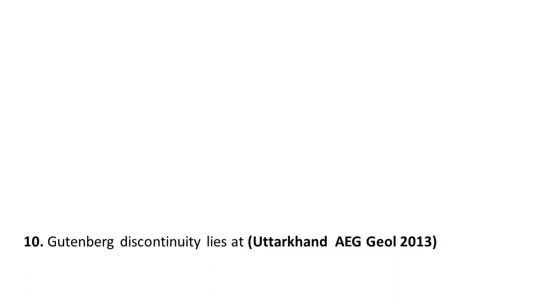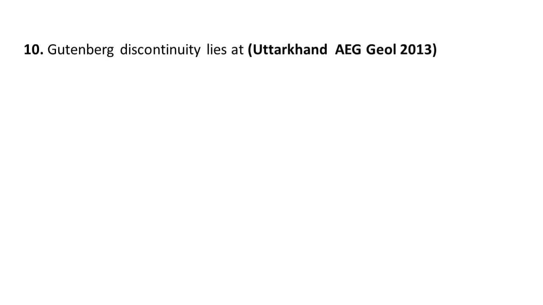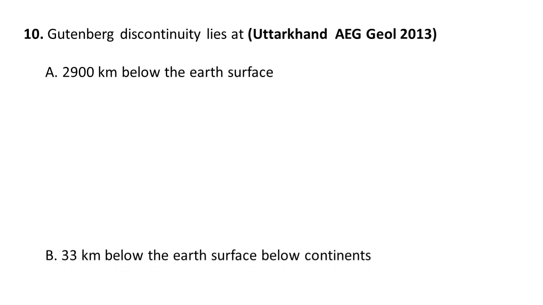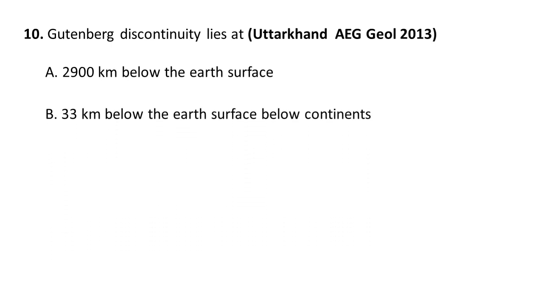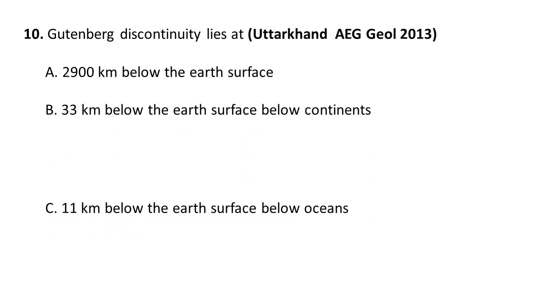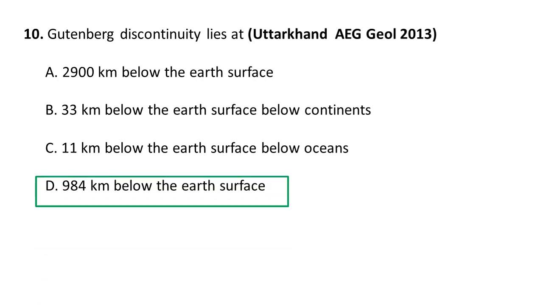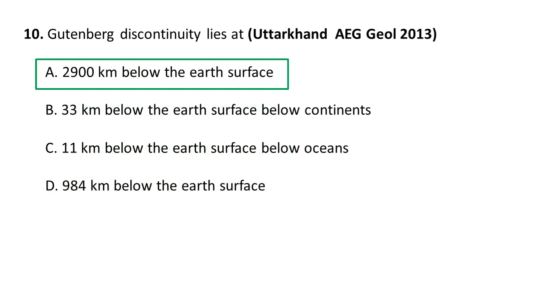Next question. Gutenberg discontinuity lies at: A, 2900 kilometers below the earth's surface; B, 33 kilometers below the earth's surface below continents; C, 11 kilometers below the earth's surface and below the oceans; and D, 984 kilometers below the earth's surface. So the correct answer is A, 2900 kilometers below the earth's surface.